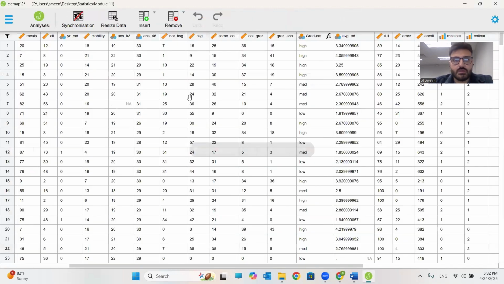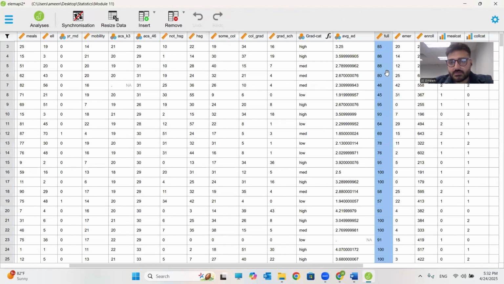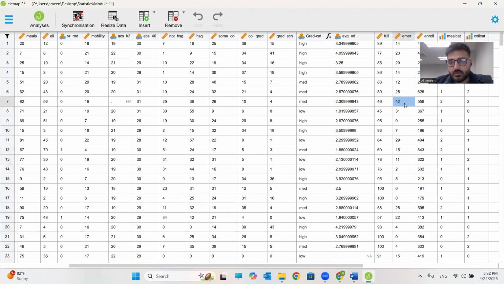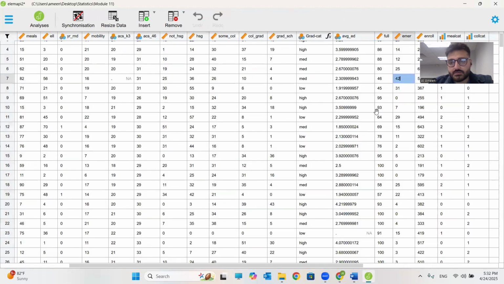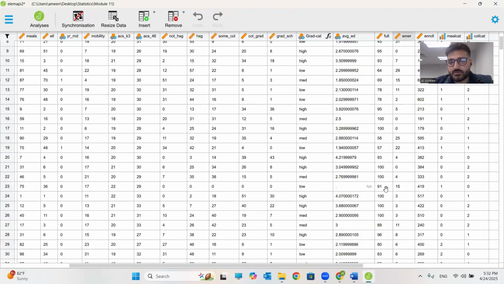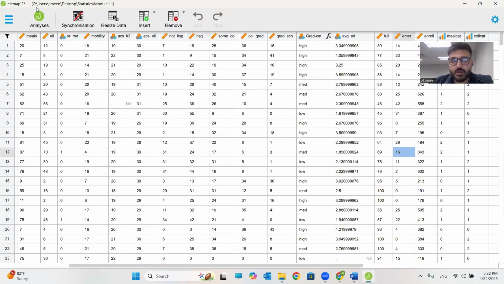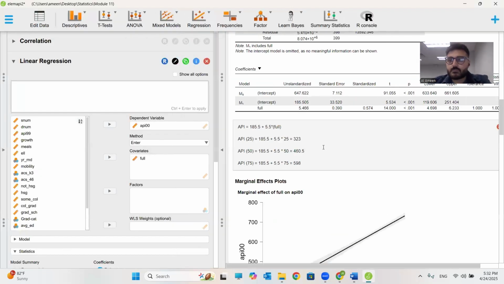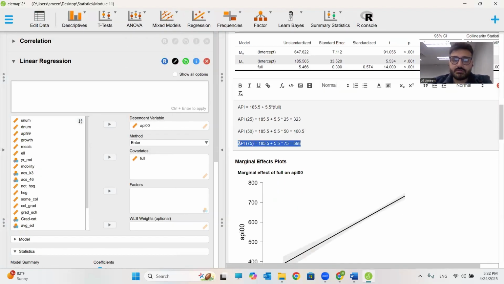And if I go to my data set and I look at the full column over here, just glancing over it, I see that the majority of the numbers are in the high 80s, 90s. I have a few hundreds over here, which kind of holds up. So probably this data set, so 400 elementary schools, already have higher teaching credentials than only 75.